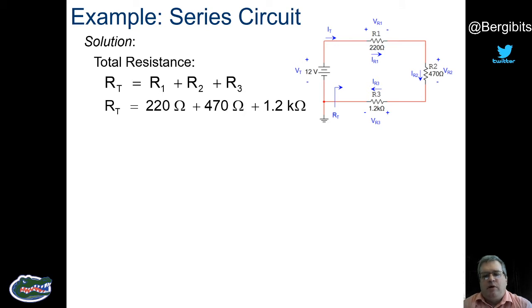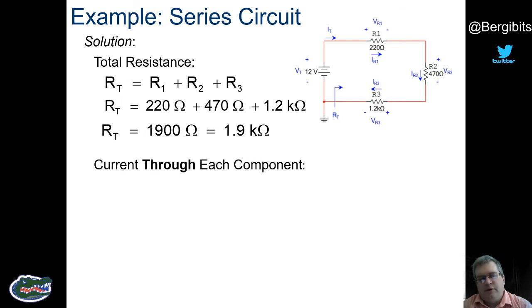1.2 k ohms is going to be 1,200 ohms. So 1200 plus 470 plus 220 is 1900 or 1.9 k ohms. To convert ohms to k ohms, you would divide 1900 by 1000, and that would just basically move your decimal point 3 points to the left.